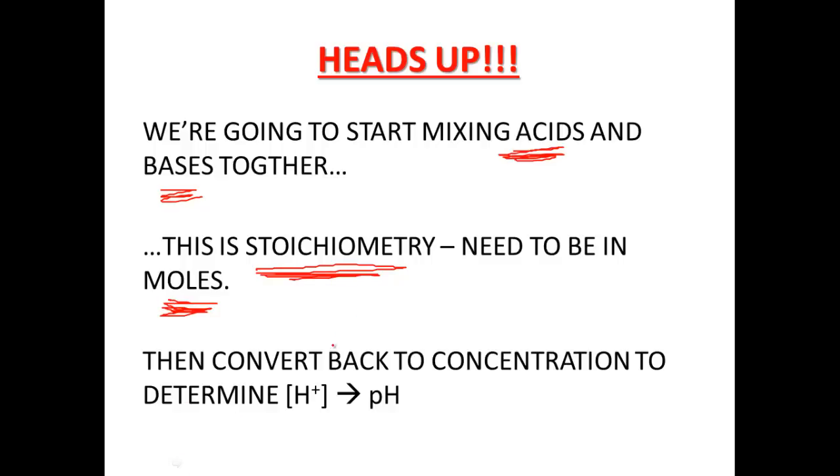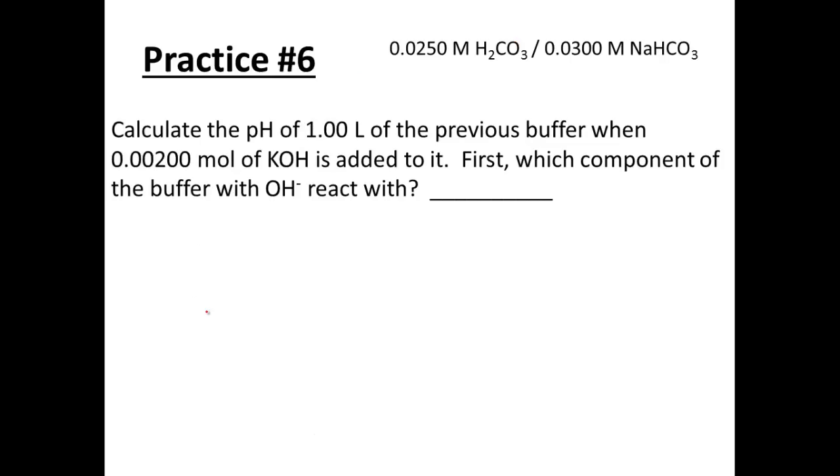And then when we're all done with the problem, you'll need to convert back to concentration, which allows us to get back to H plus concentration, because that's the key to finding pH. So please make sure you're in moles whenever you're adding acids to bases for the stoichiometry component. Let me show you in problem 6. It says calculate the pH of 1 liter of the previous buffer. Here's the previous buffer we were working with, and we have 1 liter of it. Calculate the pH when 0.00200 moles of KOH is added to it.